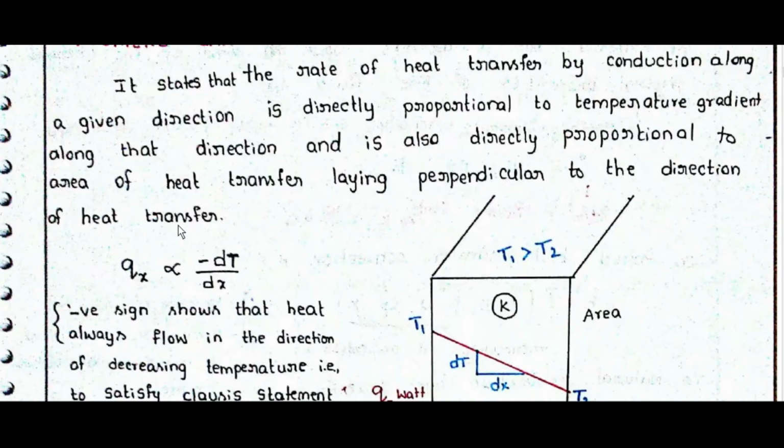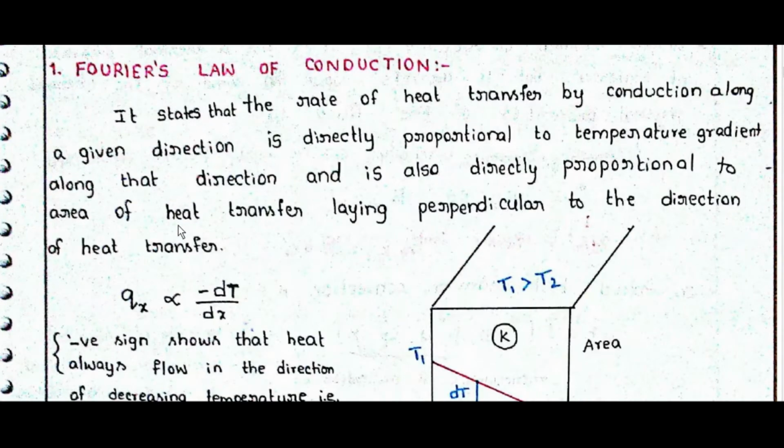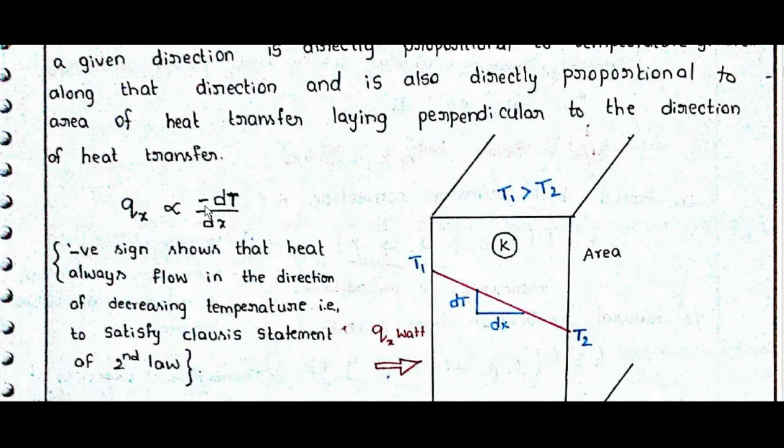Governing laws of heat transfer. Fourier's law of conduction states that the rate of heat transfer by conduction along a given direction is directly proportional to the temperature gradient along that direction and is also directly proportional to the area of heat transfer lying perpendicular to the direction of heat transfer. Qx is proportional to minus dT by dx.